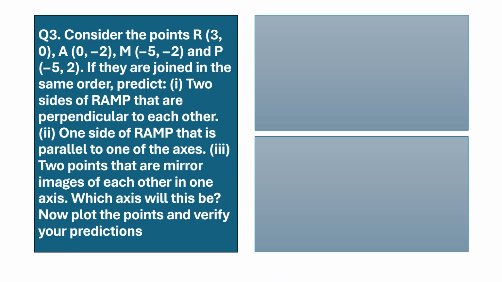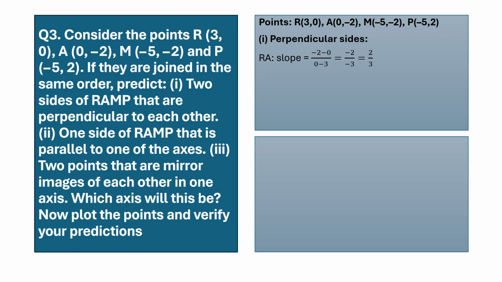So very important, children, you need to understand. First you need to write down what is given. All the coordinates you need to write down. Then the first part tells us that we need to find out where the perpendicular sides are. So for the perpendicular sides, let's take RA.